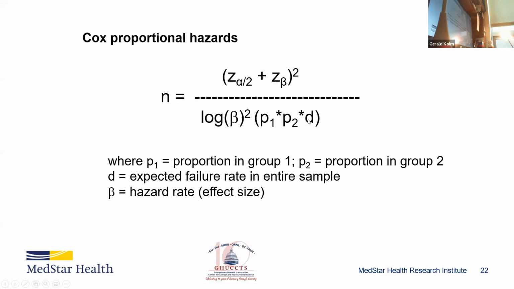And then D is the expected failure rate in the entire sample. The effect size that we have here is our hazard rate, which I've indicated by beta. So in the formula for the sample size, it's the log of beta squared. You can see the denominator is still the same idea, where you have the effect size, but you have some additional or different quantities or statistics that go in there depending on the statistical test.